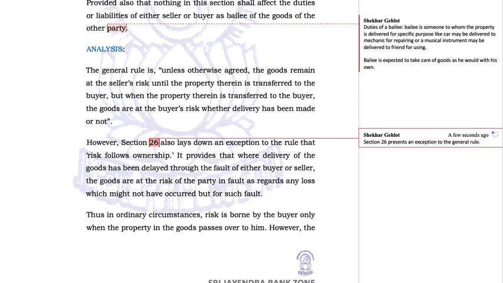Now, what is this exception to the general rule? It says that risk follows ownership. This is the general rule. It provides that where delivery of goods has been delayed through the fault of either buyer or seller, the goods are at risk of the party in fault as regards any loss which might not have occurred but for such fault. If the delivery is delayed due to the fault of seller or buyer, then the damage happening will lie with the person who is responsible for this fault.